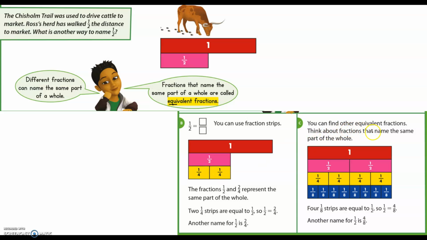You can find other equivalent fractions. Think about fractions that name the same part of the whole. So looking at eighths, we have 8 pieces that equal one whole. Looking at fourths, we have 4 pieces that equal one whole. And remember, we're looking at this denominator also to know how many pieces equal a whole. And then, of course, there's our halves. 4 1/8 strips are equal to 1/2. So 1/2 is 4/8. So 1/8, 2/8, 3/8, and 4/8. You can see that equals 1/2.